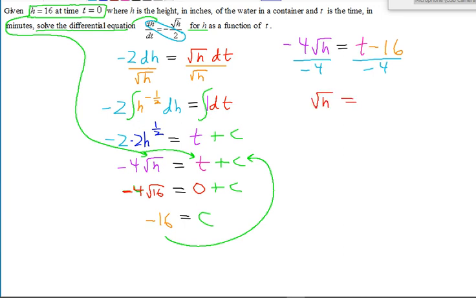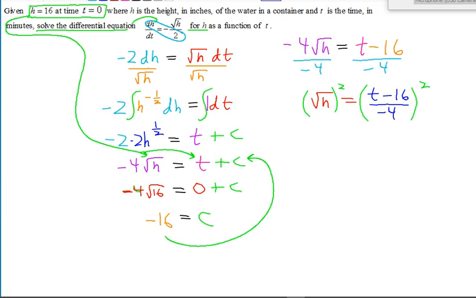So we'd have square root of h equals t minus 16 over negative 4. And then the last step to solve for h is to square both sides. Notice here we don't need plus or minus. If you square something, it's just going to be positive. It's only plus or minus if you take an even root of both sides.